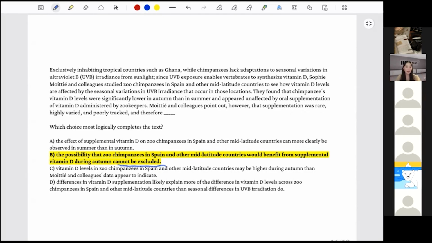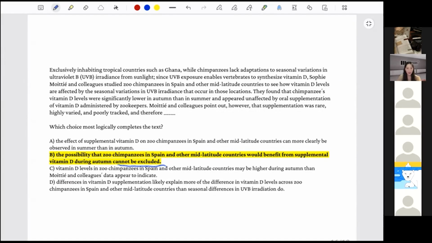And A is incorrect because if the supplements were poorly tracked and rare all year round, you wouldn't be able to see their effect more clearly in summer than in autumn. So it doesn't make sense. C is also incorrect because the sloppy tracking of supplements doesn't mean that the actual vitamin D measurement taken from the chimpanzees' blood, the data, were wrong or underreported. Their levels were low, and there is no reason for us to doubt the data that's presented in the text in SATs. So C would be incorrect.